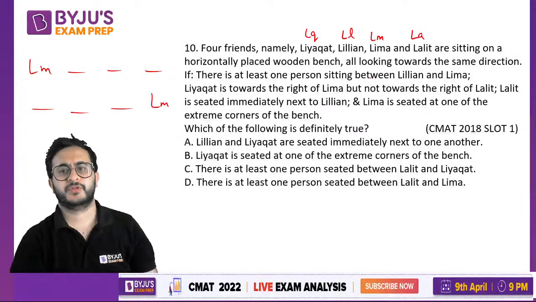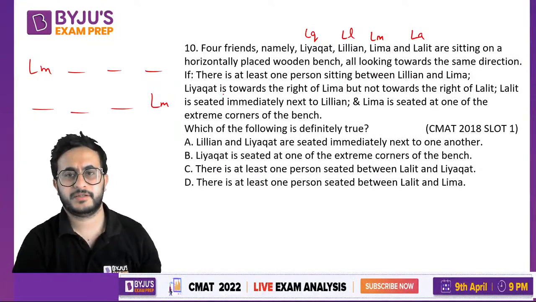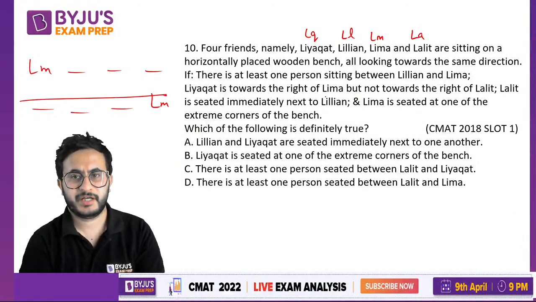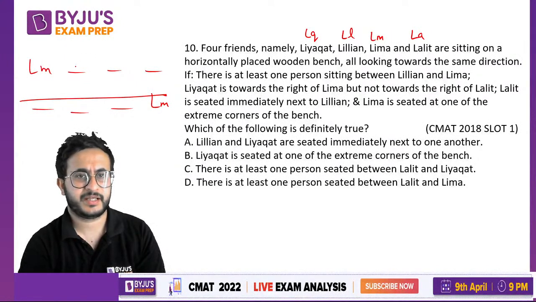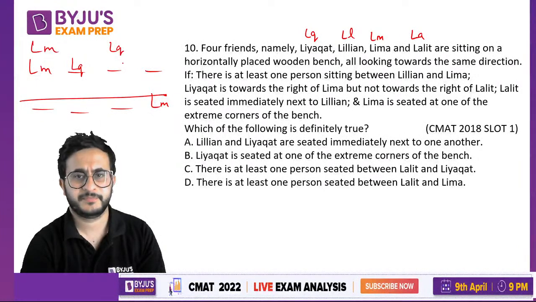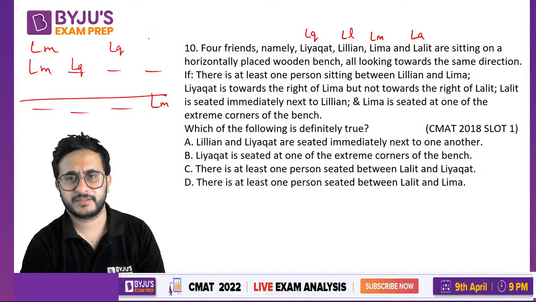This is Lima. Okay, and Liaquat is towards right of Lima, right? So that means this is not possible. So Liaquat will be towards right of Lima, but not towards the right of Lalit. Liaquat is right of Lima, but not right of Lalit. So Liaquat can be here or here, right? Then another possibility is Liaquat here. So in that case, that will be Lalit.